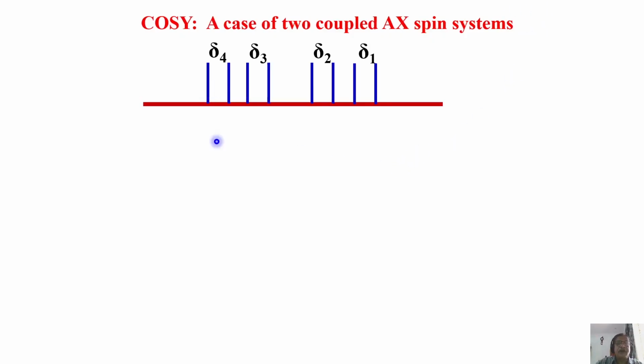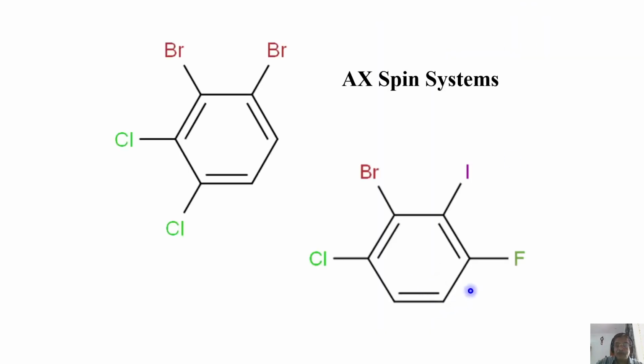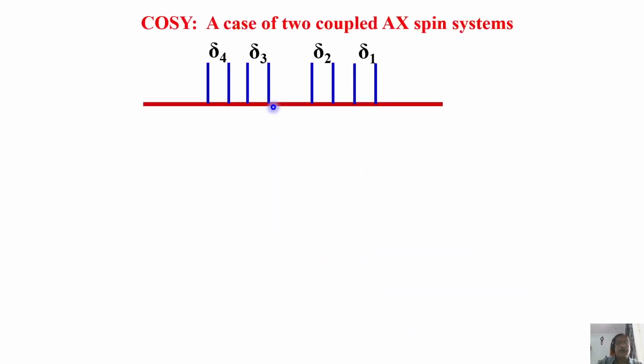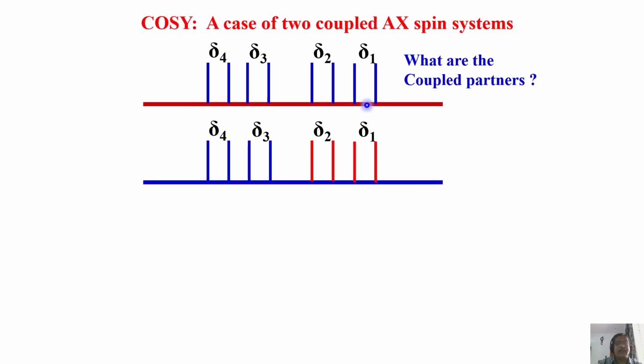Now, in this spin system, I want to identify which are these 2 doublets and which are these 2 doublets. Now, if I am asked whether this and this form a pair of doublets, whether these 2 form a pair of doublets, whether this and this form a pair of doublets, or this and this form a pair of doublets, I do not know. There are several possibilities here. I am getting a conventional spectrum. Now I want to identify the coupled partner.